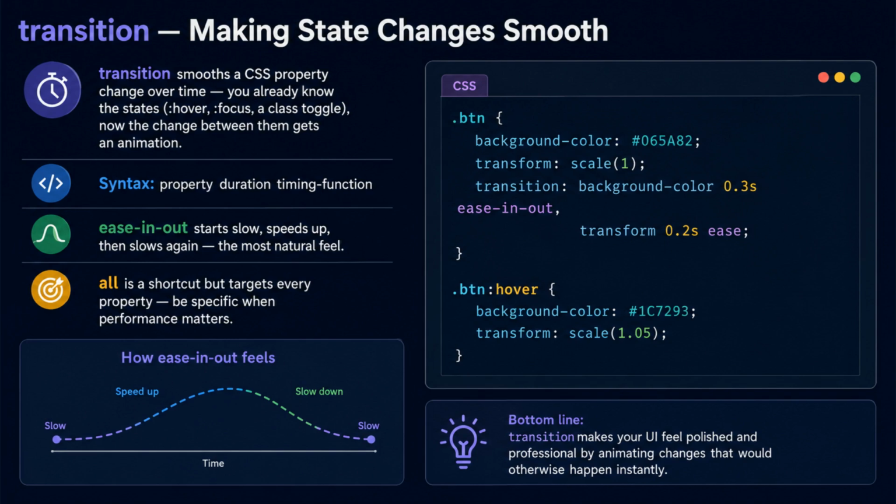The transition property takes three values: the property to animate, the duration, and the timing function. Ease-in-out starts slowly, accelerates through the middle, and slows again at the end, the most natural feeling curve for most interface elements. Flag the all shortcut carefully.